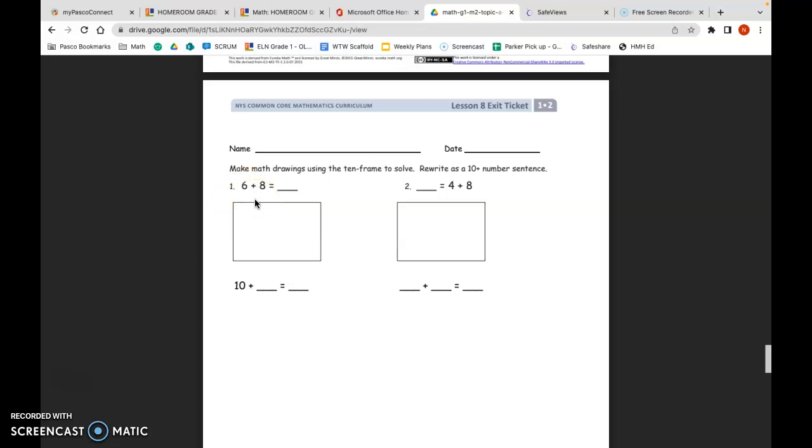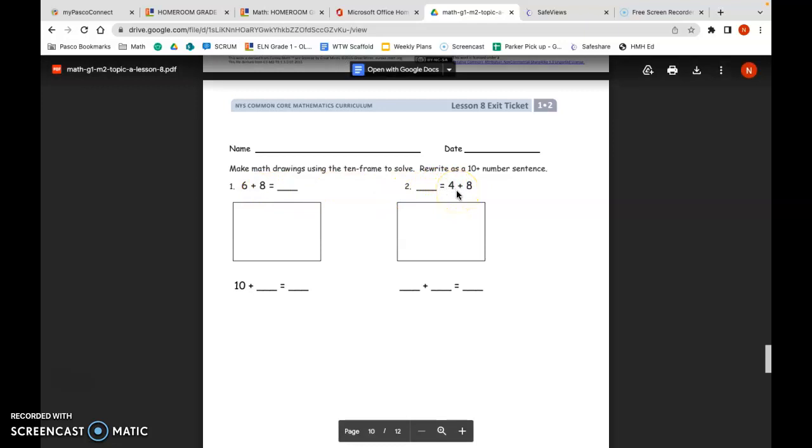Once you've done that, make your number sentence down here with 10 plus whatever was left after you added it to the 8 to get your final whole. Okay, friends, you're going to do that on both of these number sentences.